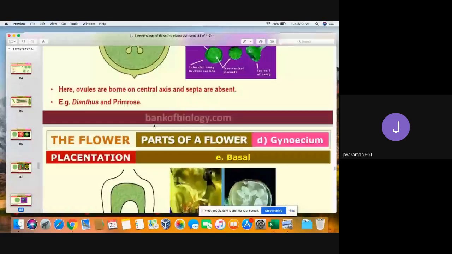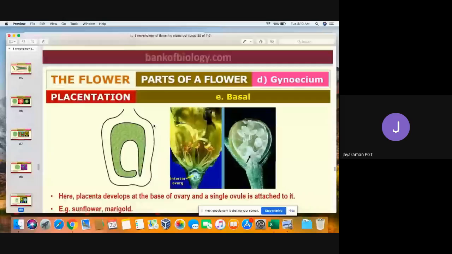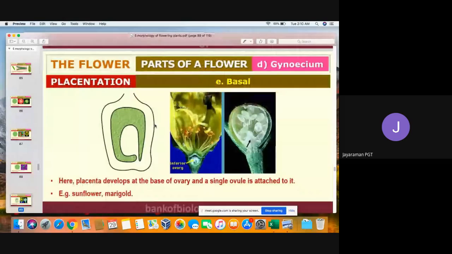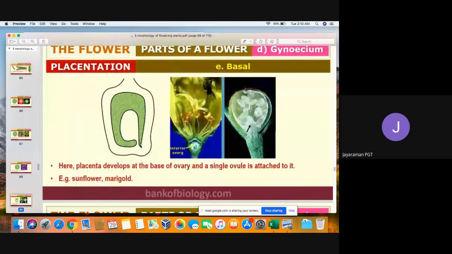Parts of the flower, basal placentation. The placenta is attached to the base. Here the placenta develops at the base of the ovary, or the ovule is connected to the ovary at the base through the placenta.